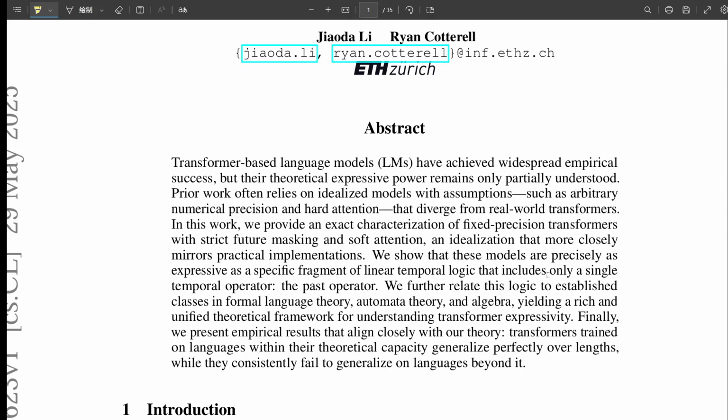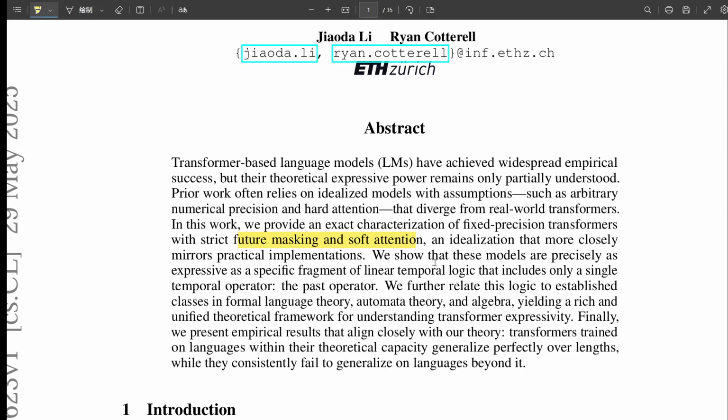Right. And you said previous work used idealized models, which might have overestimated their power? Potentially, yes, or at least didn't capture the constraints of real-world computation. So the specific open question this paper claims to resolve is, what is the exact expressive power of these more realistic fixed precision transformers with soft attention and masking? Okay, the suspense is building. What is the breakthrough finding? What precise limit did they identify?